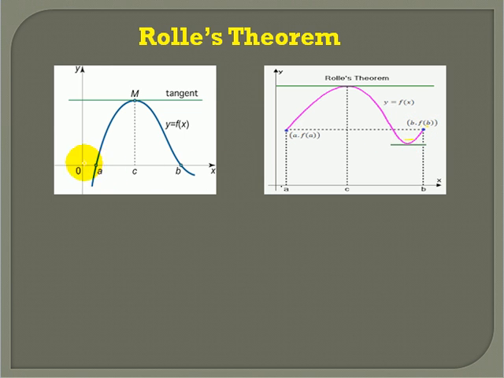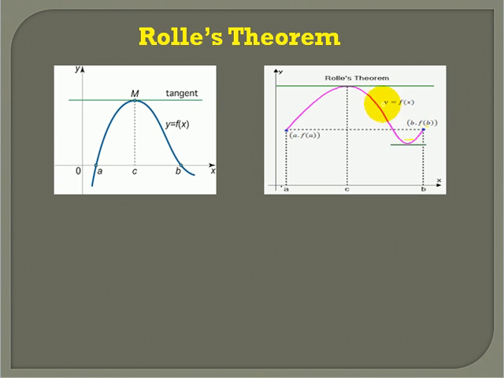And one more interesting thing can be observed here. The value of the function at A and the value of the function at B is equal. You can observe that here also. The value of the function at A is f(a) if the curve is taken as y equals f(x), and at B the value of the function is f(b). So you will find f(a) is equal to f(b).